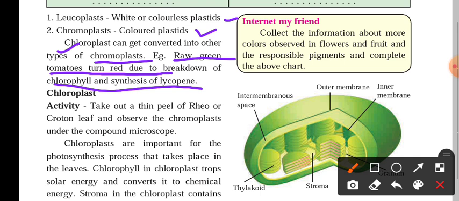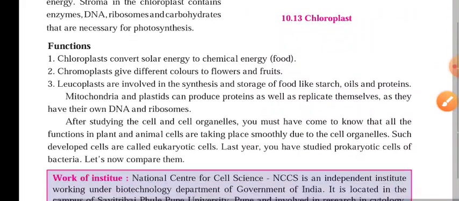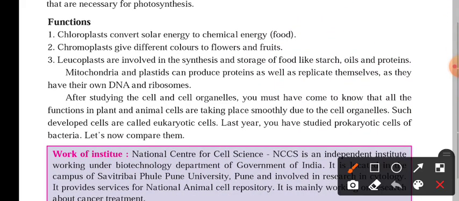There are so many examples. If we talk about the raw mango, it's green in color, but as it ripens, it changes its color from green to yellow. Further, as they have given the functions of the chloroplast: chloroplast converts solar energy to chemical energy, that is food. Then chromoplasts give different colors to flowers and fruits. Leucoplasts are involved in the synthesis and storage of food like starch, oils, and proteins.